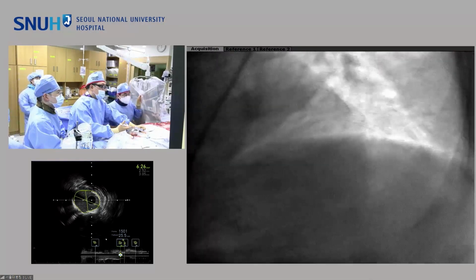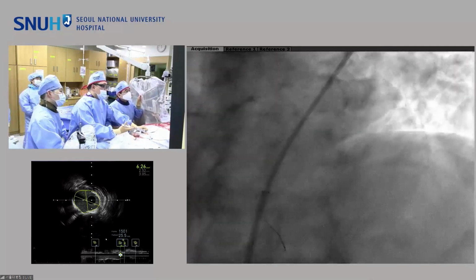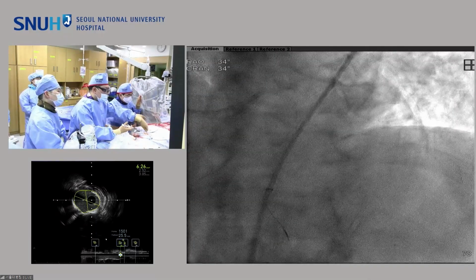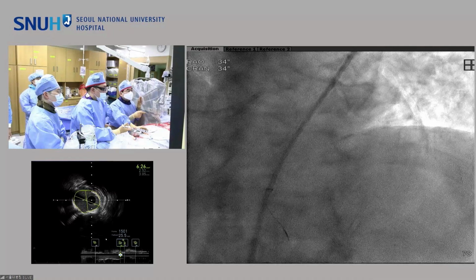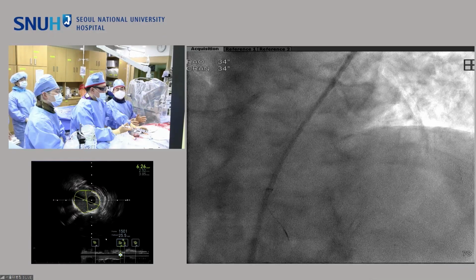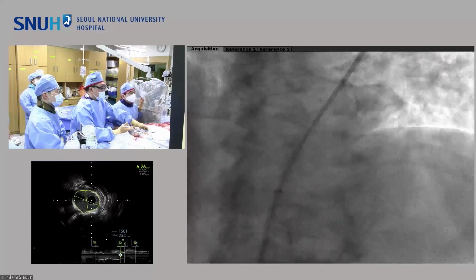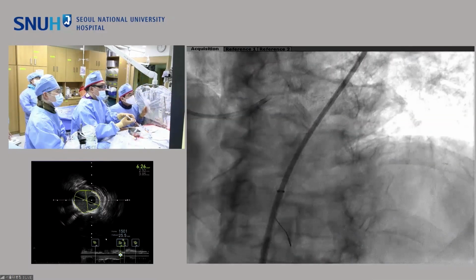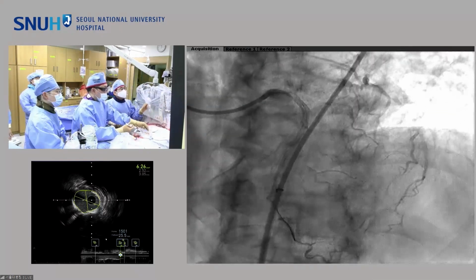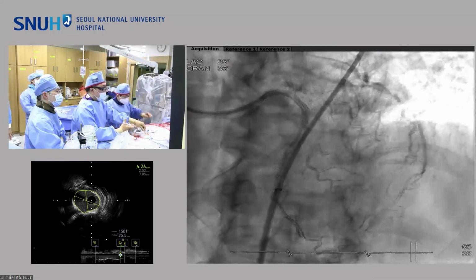So did you deliver the heparin just through the guide? Yes, through the Y connector, guiding catheter. So before the procedure, we always introduce heparin directly through the guiding catheter. Then the guiding catheter internal surface is coated with heparin. There is no chance of thrombus during the procedure. No chance. It's very clean. Looks good. Very good.